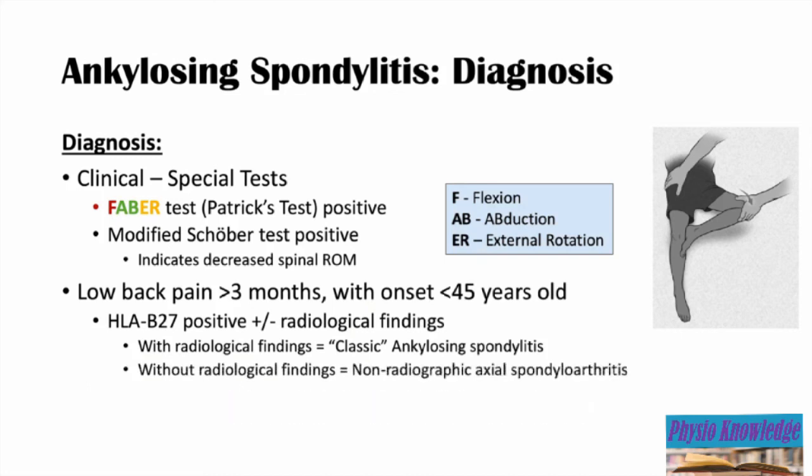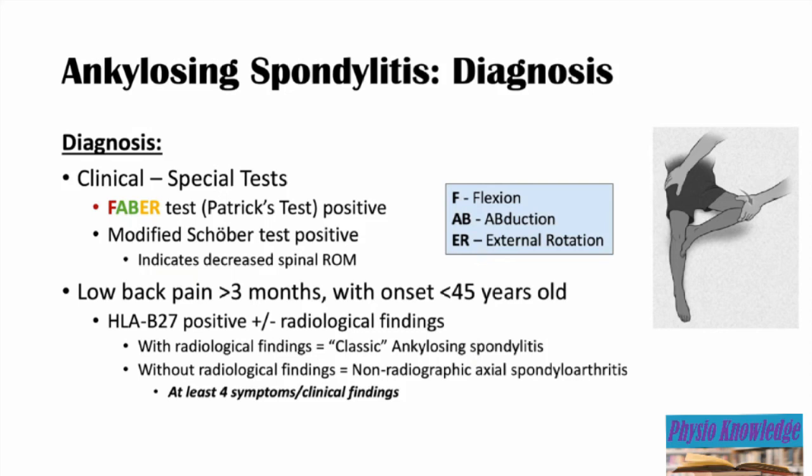And without radiological findings, that is non-radiographic axial spondyloarthritis. So with radiological findings, that's a classic ankylosing spondylitis. Without radiological findings, that's non-radiographic axial spondyloarthritis. So two different things. But if they have no radiological findings, but they have at least 4 of the symptoms or clinical findings we talked about in the last couple of slides, then not the radiological findings, but the other findings like the inflammatory back pain, the enthesitis, acute anterior uveitis, or the scleritis, or the psoriasis, those types of symptoms or clinical findings, if they have at least 4 of those, then that is ankylosing spondylitis as well.